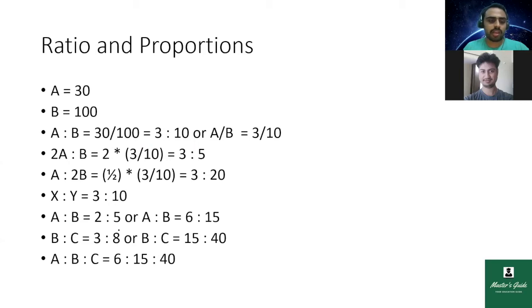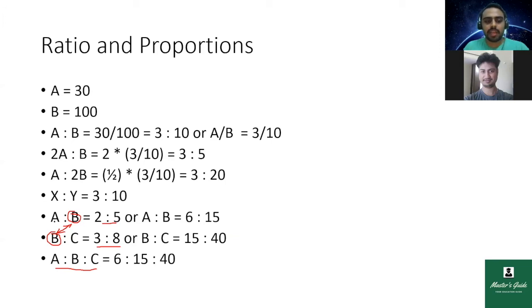This concept which I'm going to tell you now, you would most probably use to solve problems. If you are given two ratios, A is to B as 2 is to 5, and B is to C as 3 is to 8, and you are asked to find A is to B is to C, take the common number, that is B, and make it the same number. 5 and 3 need to be made the same.